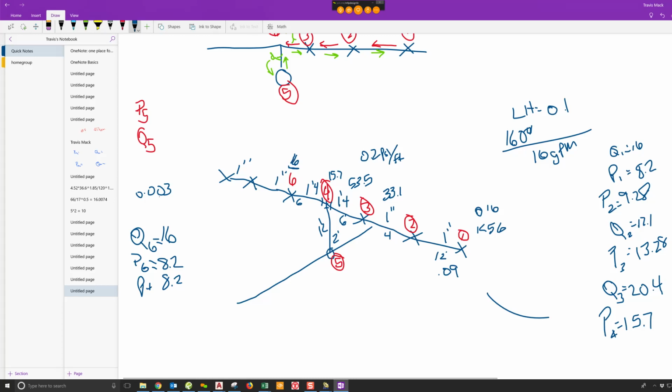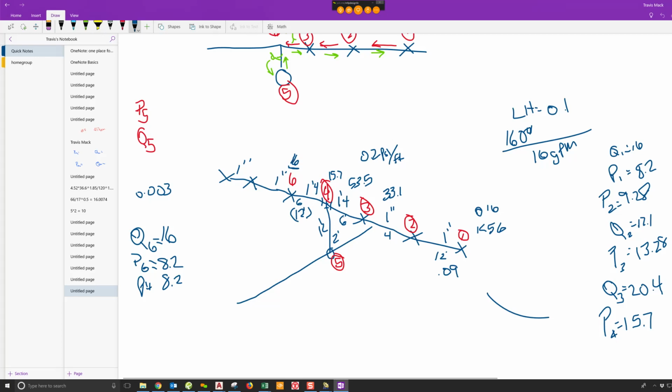I think we did something wrong. I want to check something again. So I'm going to put 12 feet in parentheses right here, because this is 6 feet of pipe plus 6 feet of a T fitting, so that's 12 feet. So we got 12 times 0.003 is still 0.03. And so P4 is still going to be 8.2. Do you follow that? Okay.